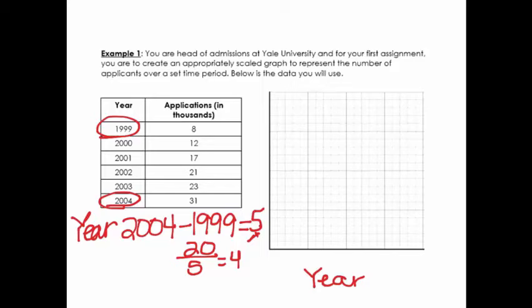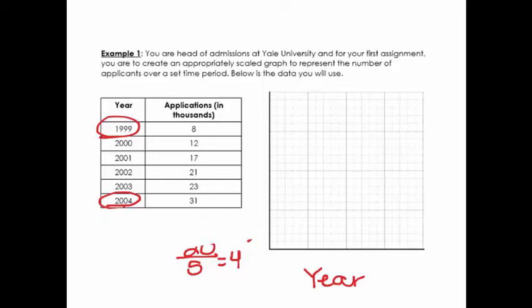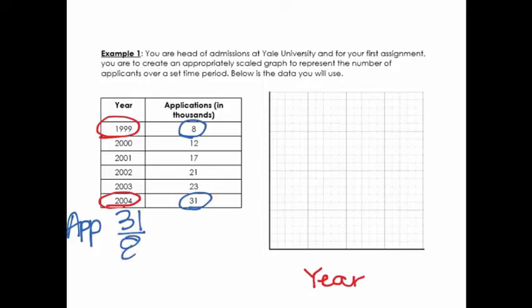The next thing we're going to do is that same thing, but for the applicants. So I'm just going to put APP. Now this range is going to be a little bit different. I'm going to subtract 31 and 8, and this is going to give me 23. So if I include this bottom line, I need to have at least 23 additional places that I can write a number to get all of the applications to fit.